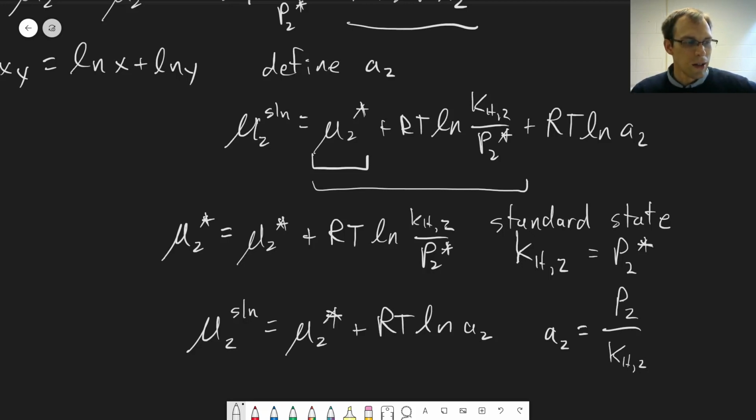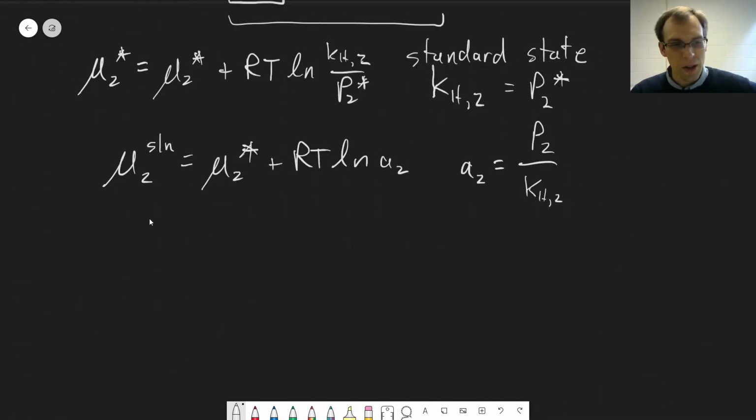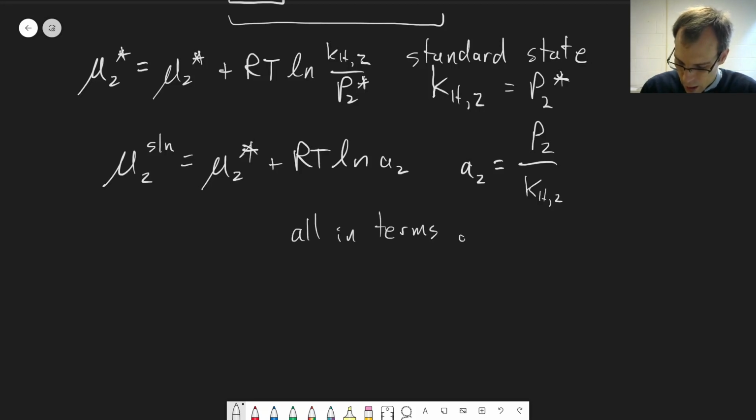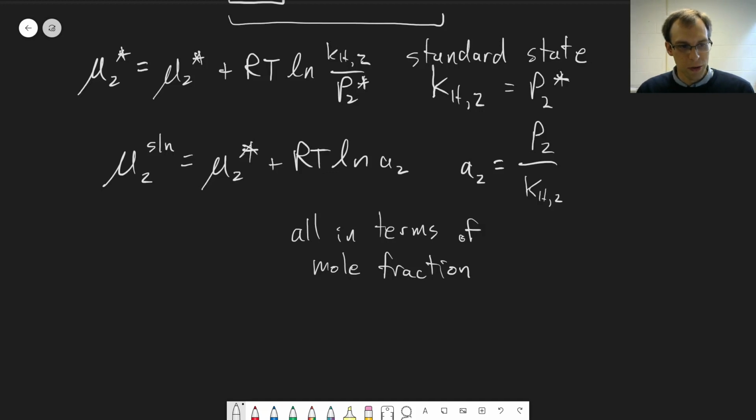Okay, and so just to follow up, I think I won't make a separate video of this because it's just a really quick thing. This current way that this is defined is in terms of mole fraction. So this is all in terms of mole fraction. And we can rewrite this in different concentration terms. So this activity written in terms of mole fraction, we actually call A2x to indicate that it's in terms of mole fraction. It's equal to P2 over KHX, emphasizing that the Henry's law constant is relative to mole fraction.